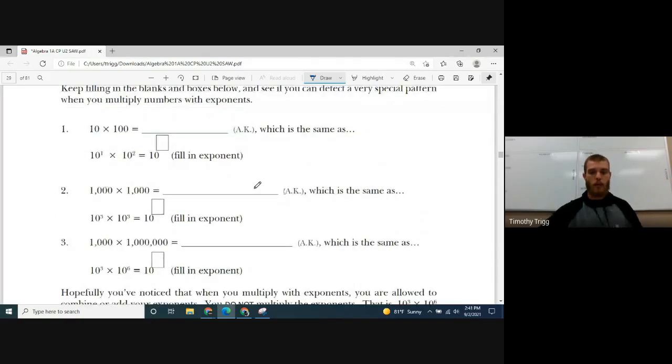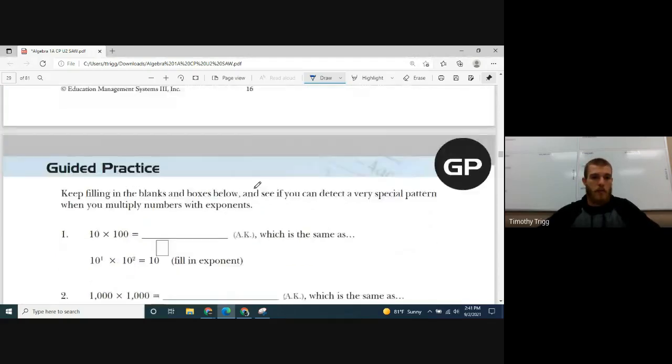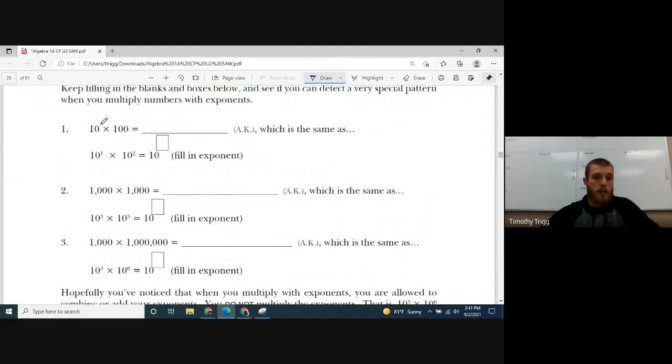Okay. Next page, page 17. 10 times 100, well, that's the same as saying 10 to the power of 1 times 10 to the power of 2, because 100 is 10 to the power of 2. Well, this would be 1,000. We already knew that 10 times 100 is 1,000. So 10 to the power of 1 times 10 to the power of 2, well, this is 10 to the power of 3, right? 1,000 is the same as saying 10 to the power of 3. These are the same.